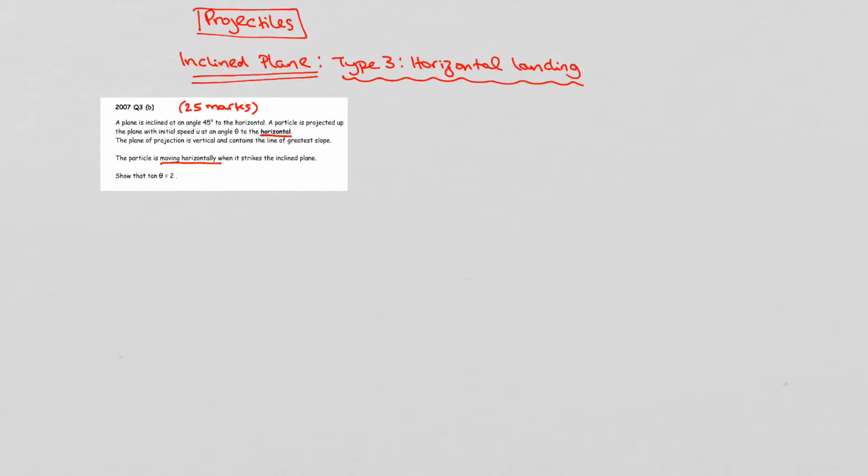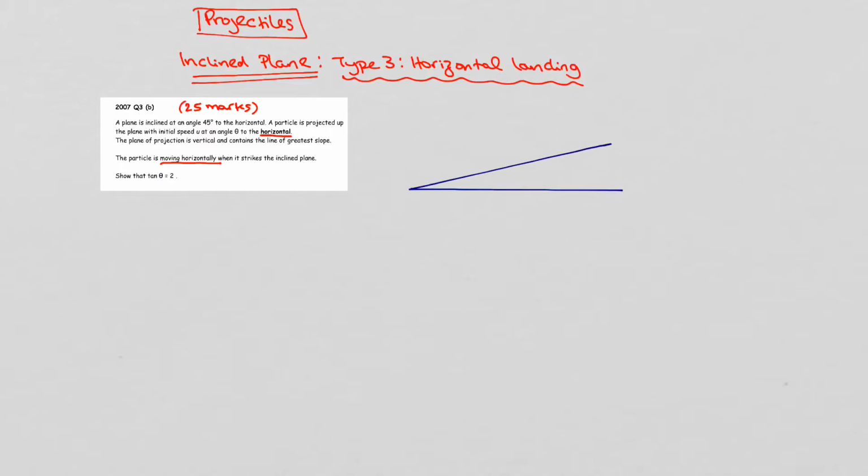And then we're going to try and show that tan theta is equal to 2. So like in the last question on vertical landing, we're not going to get caught up in how we are going to get tan theta equals 2, more with the information given to us and following our normal paths of working out times of flight, okay? So let's look at a diagram representing what's happening in this question based on the information given to us.